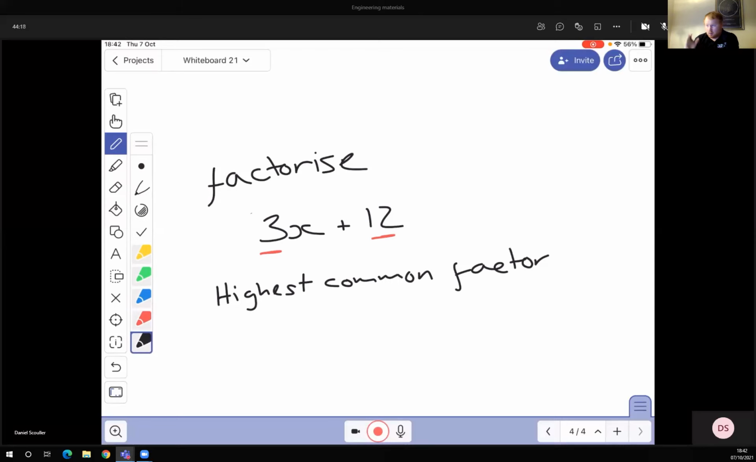So the highest common factor, the highest multiple, the highest times table that both those numbers are on is the 3 times table. 3 times 1, 3 times 4. So they're both in the 3 times table. So the highest common factor they've got in common is the number 3. And what do we multiply to get 3x? We multiply that by x. What do we multiply to get 12? We multiply that by 4. So that's that expression factorised.